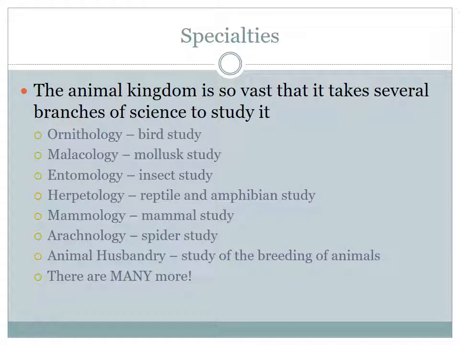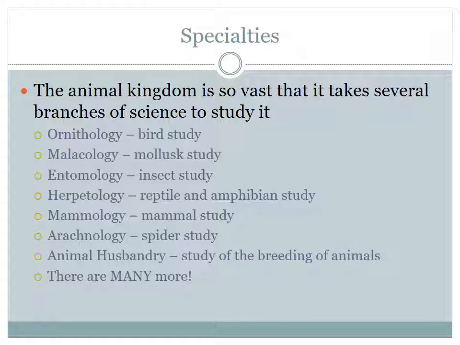Because the animal kingdom is so diverse, it takes several different branches of science to study it. For instance, zoology is a branch of biology, but within zoology, there's ornithology, where we study birds. There's malacology, which is mollusk study. There's entomology, which is insect study. There's herpetology, they study reptiles and amphibians. There's mammalogy, they study mammals. And this list can go on and on and on.